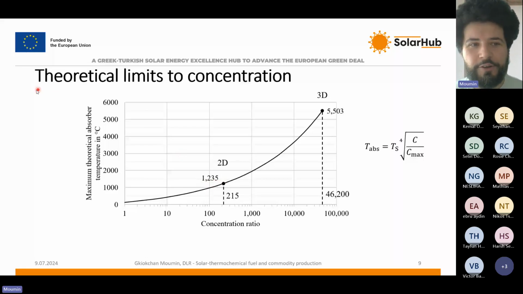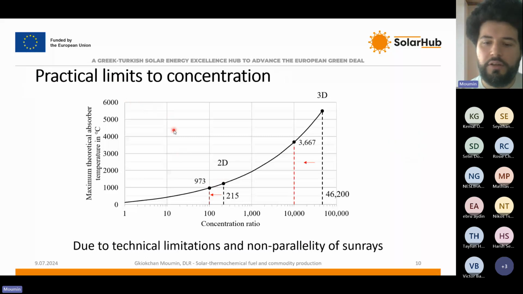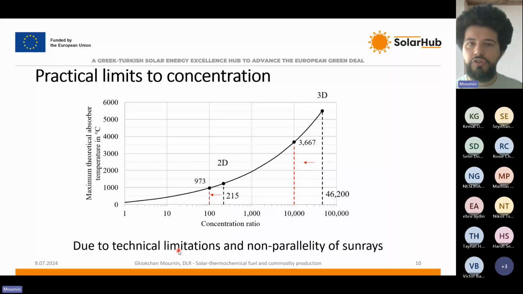Now, of course, I wrote it here, these are the theoretical limits to concentration. The practical limits to concentration look more like this. Due to technical limitations, because we cannot have an ideal mirror, and due to the non-parallelity of sun rays, it's not possible to focus them back on one point, actually. And that means we can only reach 3,600 degrees in practical cases for the three-dimensional case, and 970 degrees C for the two-dimensional cases.